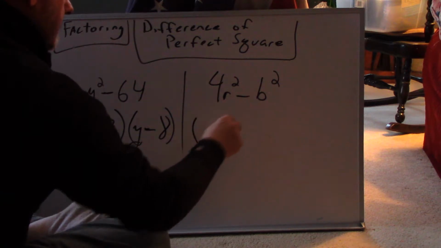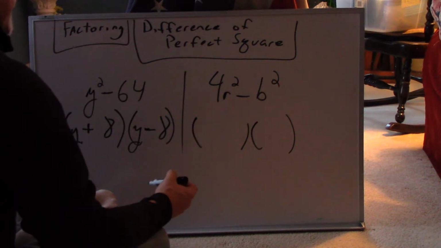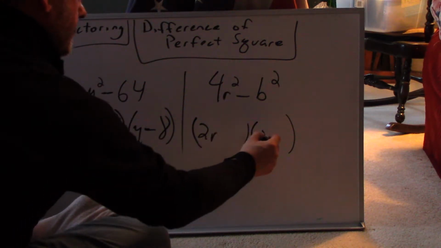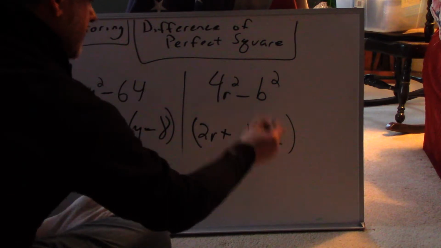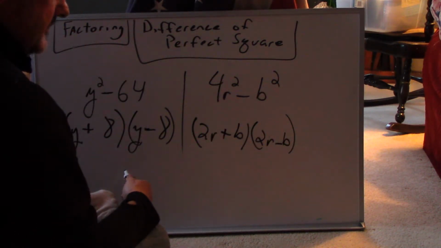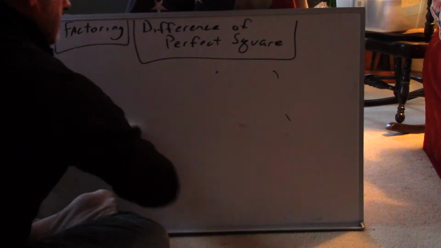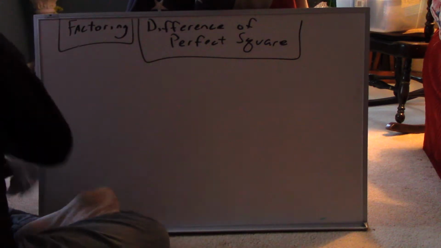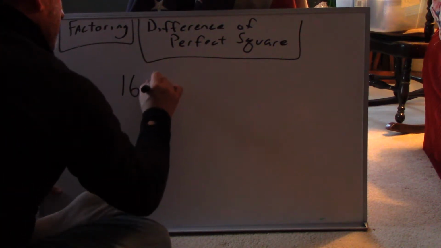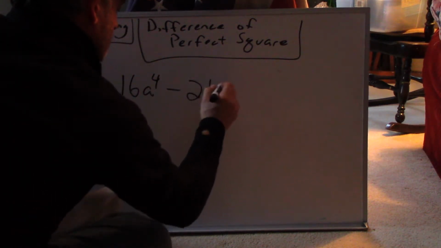Now, here we go again. What's the square root of 4? 2. 2. R squared. Break it apart. Plus minus. What's b squared broken apart? B. 2r plus b, 2r minus b. All right? Let me give you another one here. 16a to the 4th minus 25b to the 6th.